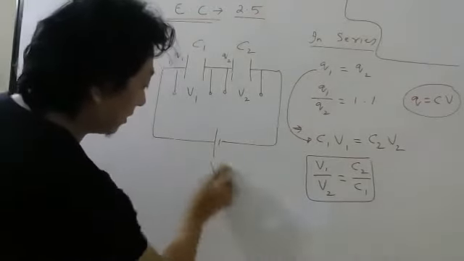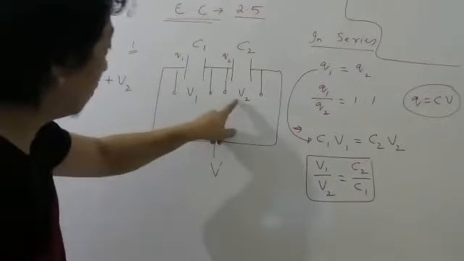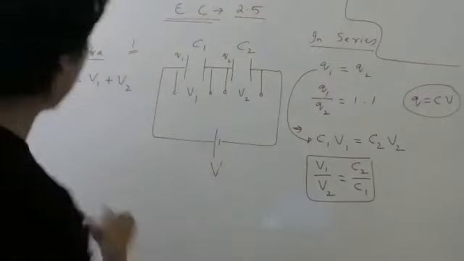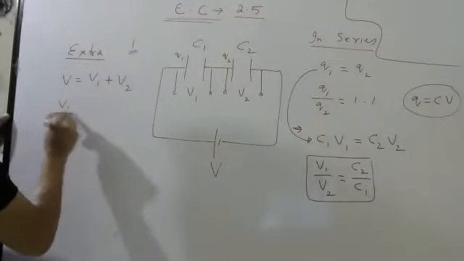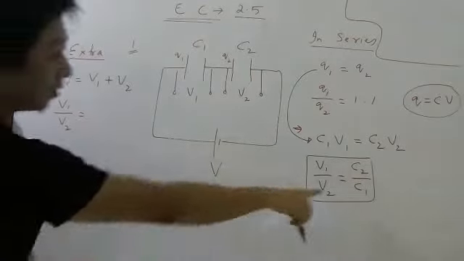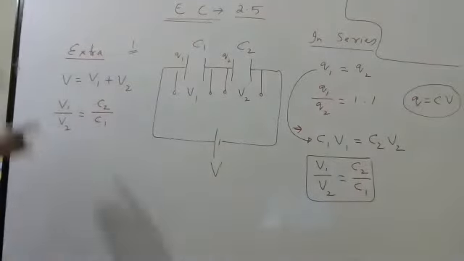So if somebody says, find V1 and V2 in terms of total voltage, then see how I will do. Total voltage is V1 plus V2, and ratio of V1 by V2 is what I found, C2 by C1. Right? So in that case, what will be V1?